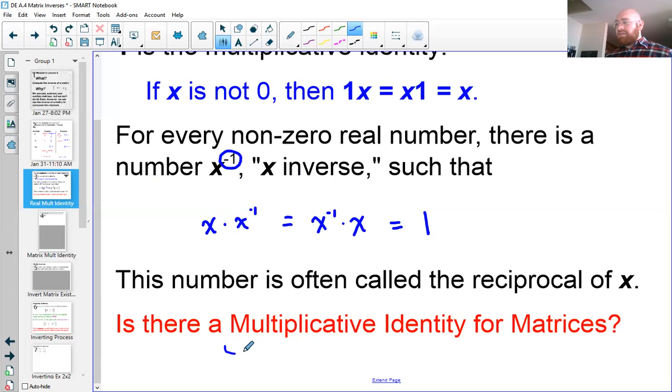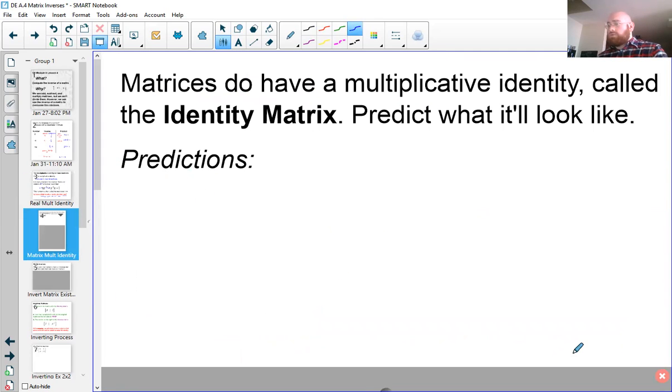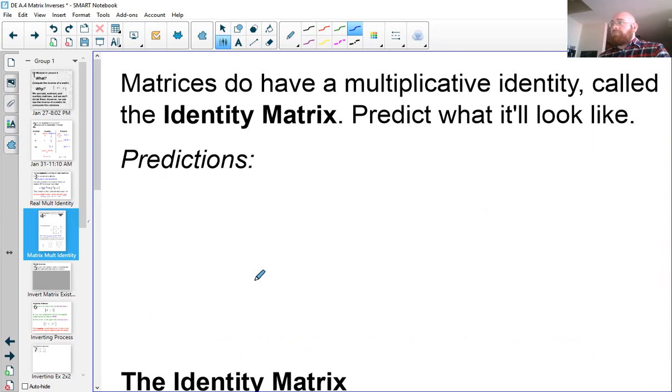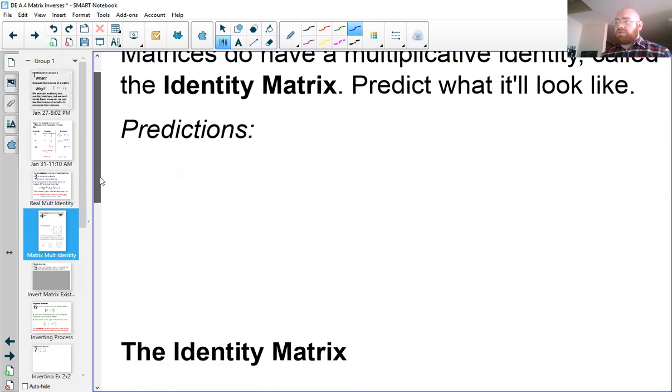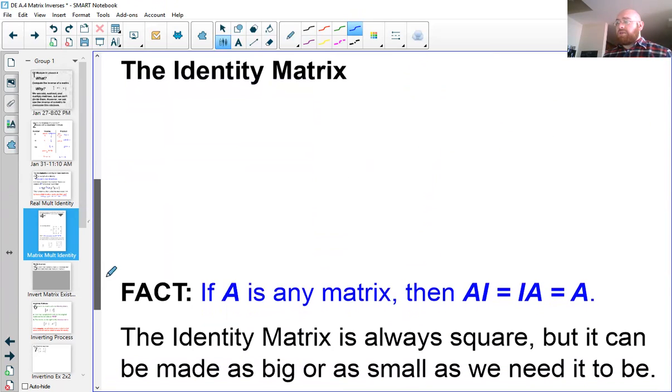And so the question is, is there a multiplicative identity for matrices? And the answer is yes, there is. We're not going to take time to predict, but I encourage you to make a prediction regardless. So matrices do have a multiplicative identity, which we call the identity matrix. So again, pause, make a prediction. What do you think this is going to look like? And then when you resume, we'll just scroll down and look at the identity matrix.